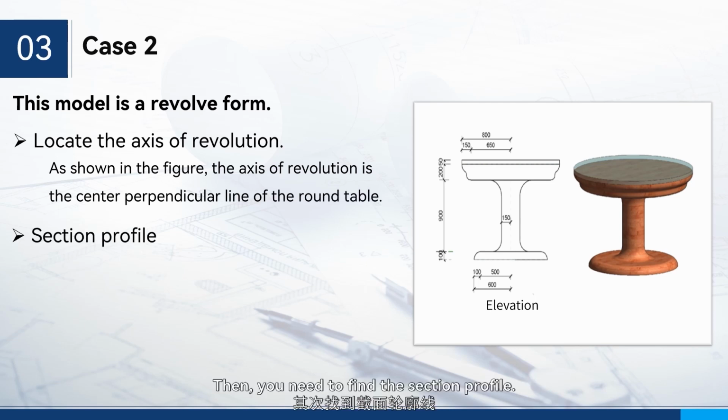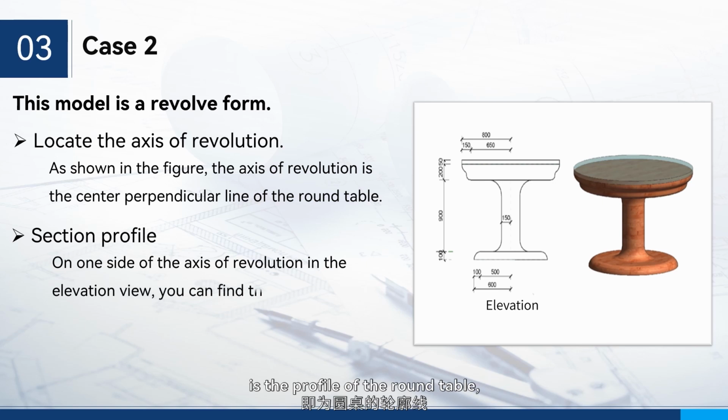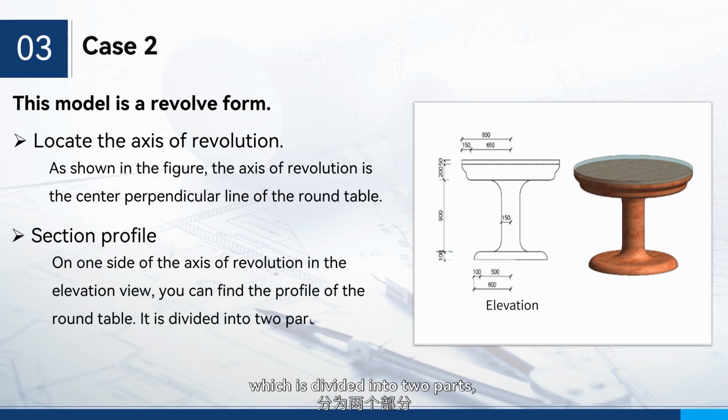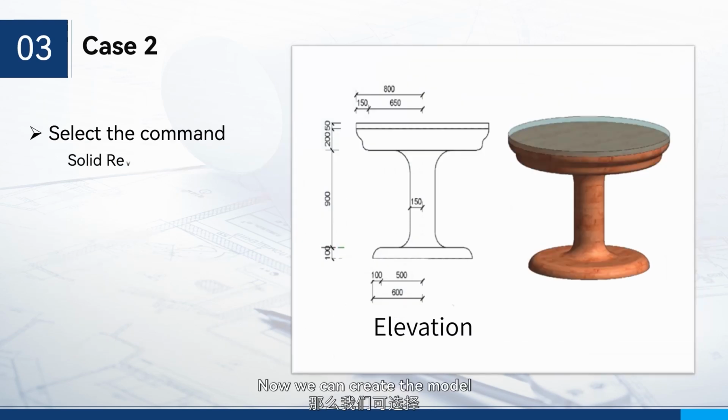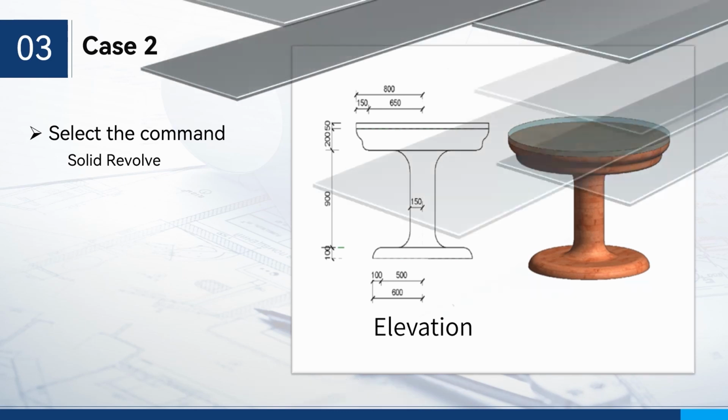Then, you need to find the section profile. In the elevation, one side of the axis of revolution is the profile of the round table, which is divided into two parts, the upper glass table top and the lower wooden table stand. Now we can create the model using the solid revolve command.